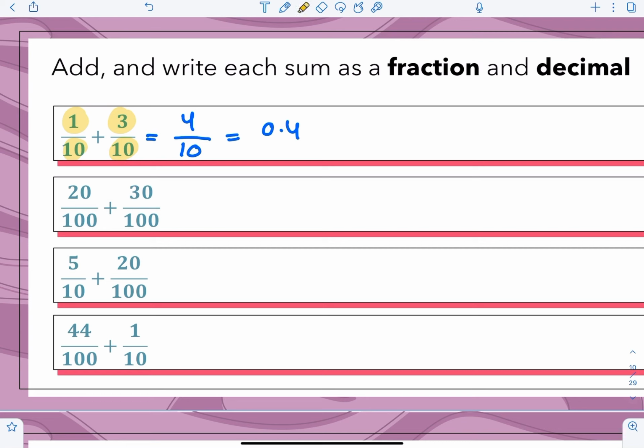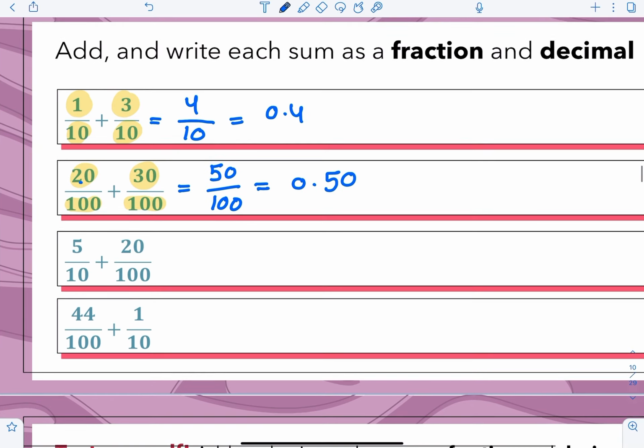Now the other one, I have 20 over 100 and 30 over 100. Since we have the 100 down for both of the numbers, then we will directly add. So 20 plus 30, this is 50. So 50 over 100, which is equal to 0.50, which we can read as 50 hundredths.